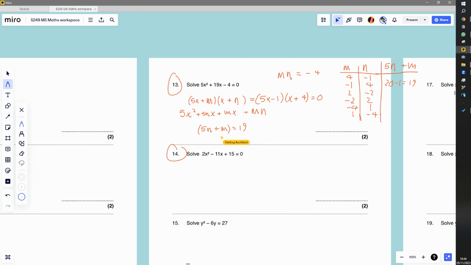Right, so what's next? So we had to do basically 5x is equal to 1, and then rearranging it, we have x is equal to 1/5, or x is equal to minus 4, and that stayed there. So these are the two different solutions.